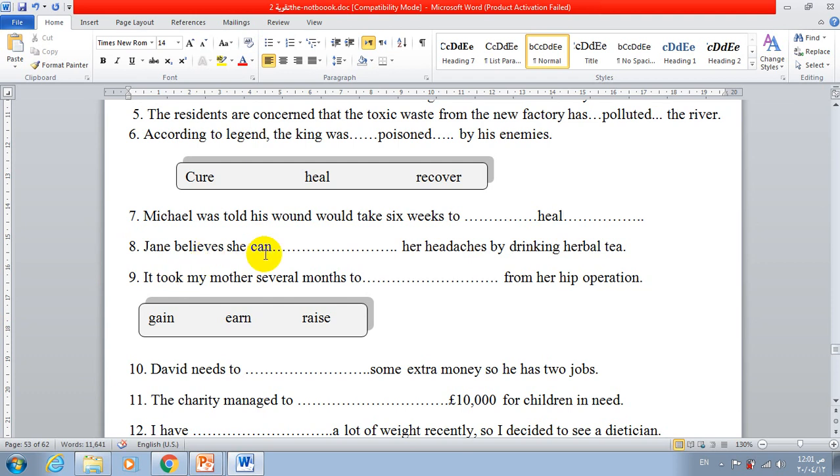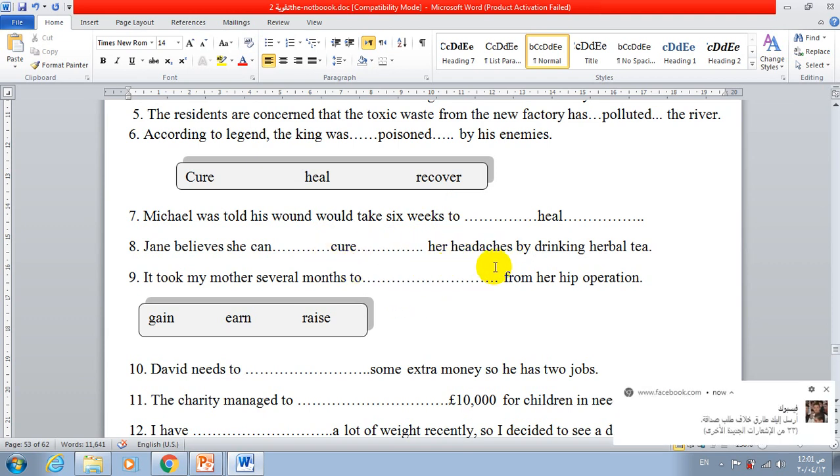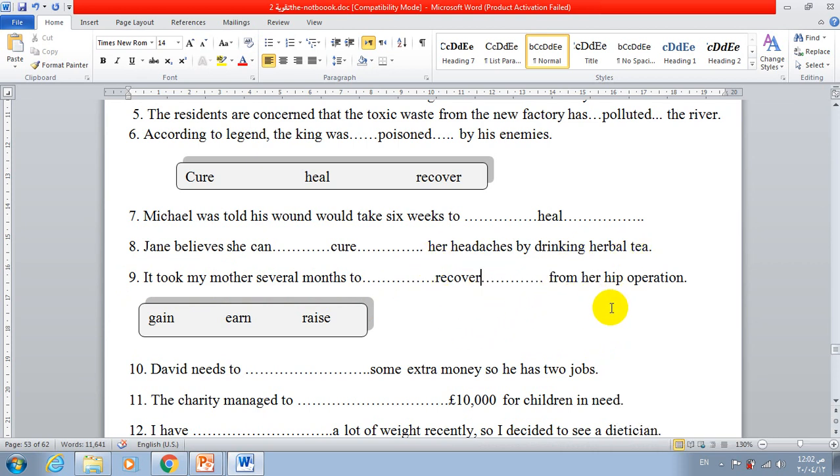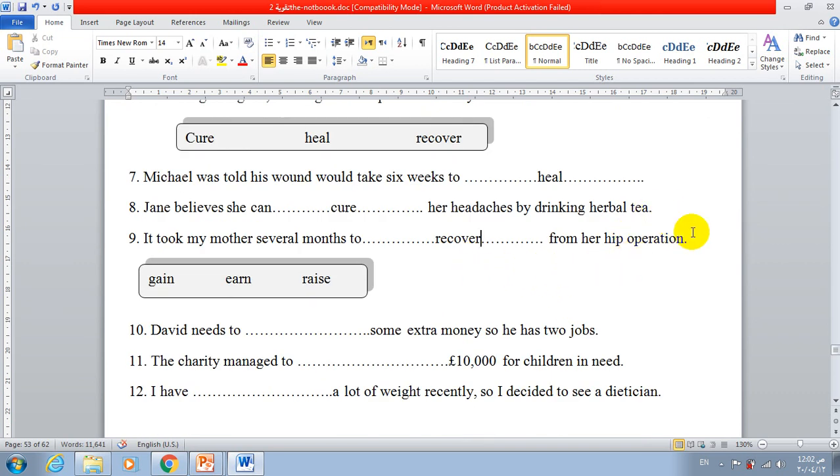And number 8, Jane believes she can cure her headaches by drinking herbal tea. What is the right word? Cure or recover? Good. The right word is the word cure. Cure is followed by the disease, like you see, cure headaches or cure toothache, any disease or any illness. Okay, number 9, it took my mother several months to recover from her hip operation. What is the right answer? The right answer is the word recover, because we say recover from an illness or recover from the operation, like you see in the example.